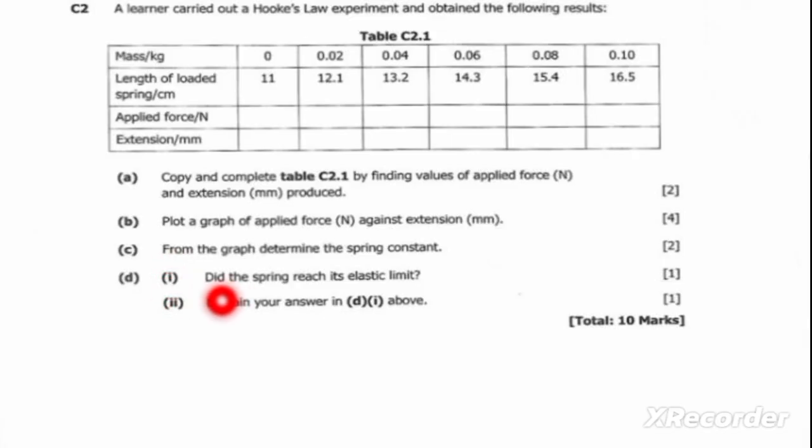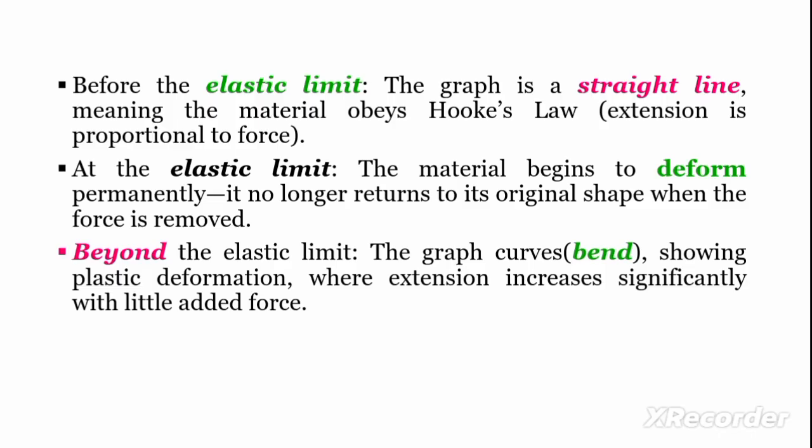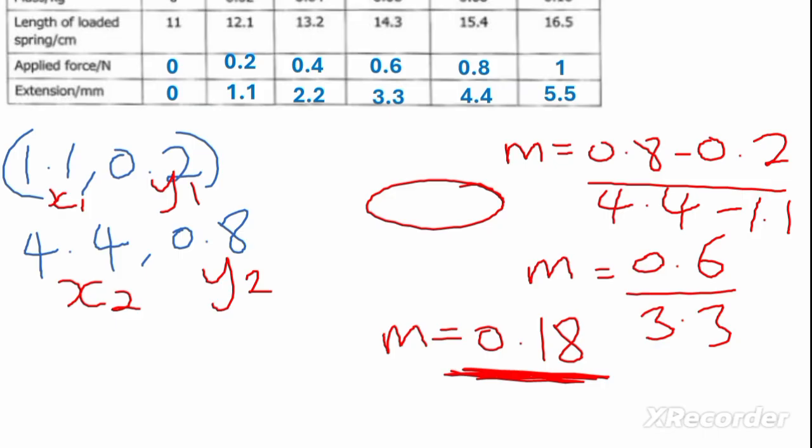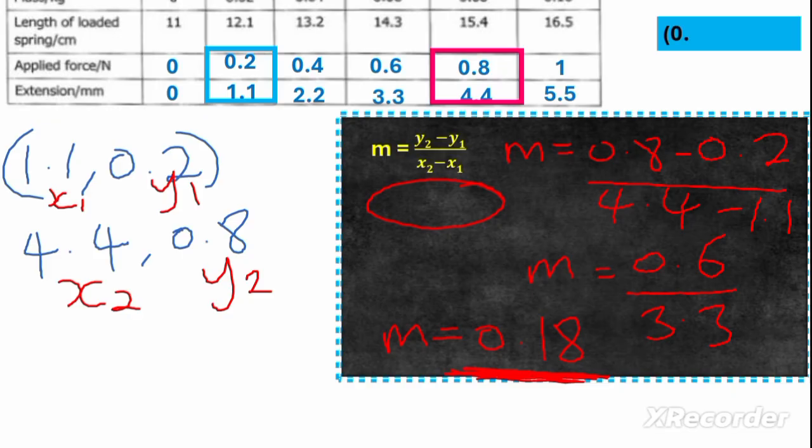Roman numeral 1. Did the spring reach its elastic limit? Okay, so we gave this explanation here. We said at the elastic limit, the material begins to deform permanently. So before the elastic limit, the graph is straight. The moment the graph starts bending, that is where the elastic limit is. And we have seen that the graph that we have plotted is straight throughout.